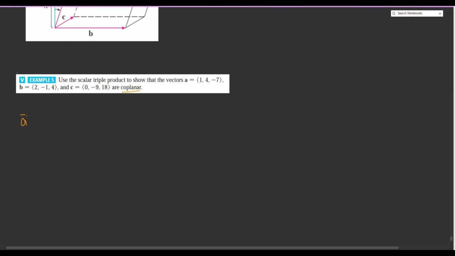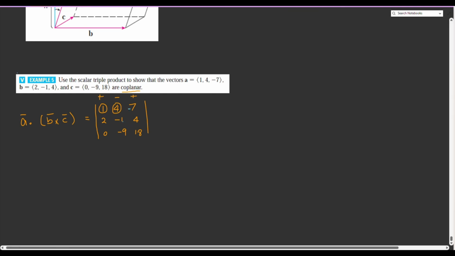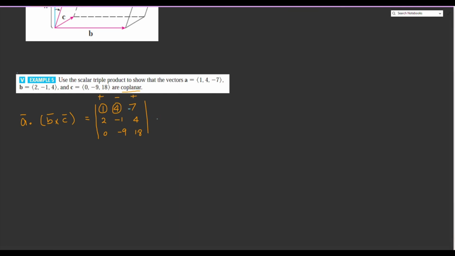So let's first find A dot B cross C, which is equal to the determinant of 1, 4, 7; 2, minus 1, 4; and 0, minus 9, 18. Let's expand this thing. You can put a circle here. We have the minus sign. 2 minus 1, 4, 0 minus 9, 18, and it is equal to 1. Let's do this one more time. Minus 18 plus 36 minus 4. Here we get 36 minus 0 minus 7, and then minus 18 minus 0.